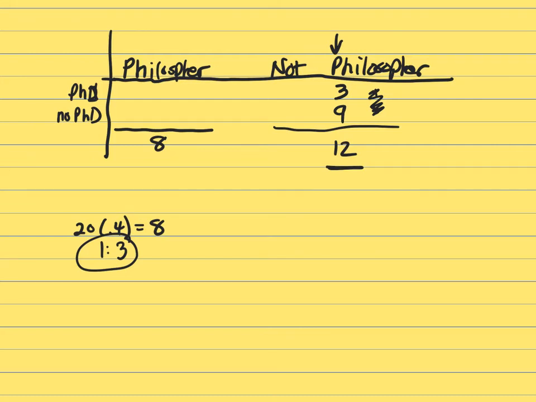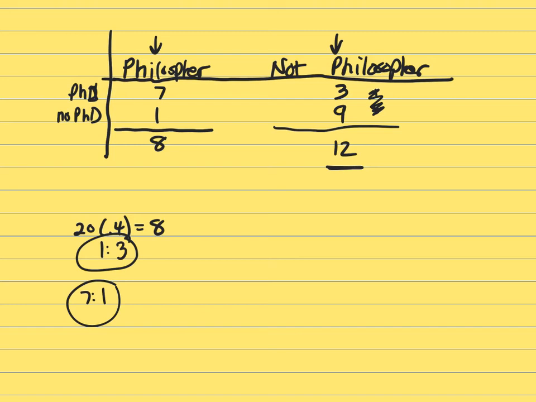Among those who are philosophers, so now I'm over here in this column, the ratio of those who hold a PhD to those who do not hold a PhD is 7 to 1. Well, once again, 7 to 1. Those who hold a PhD to those who do not. All right, so that's a total of 8 parts. So that would be 7 and 1.